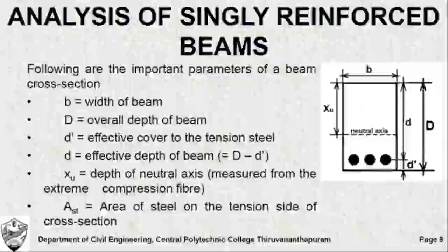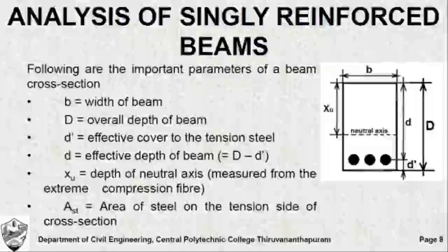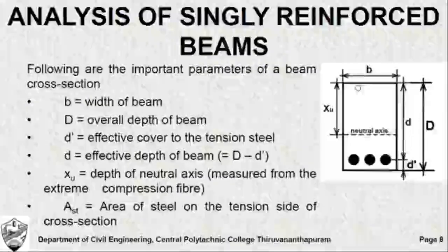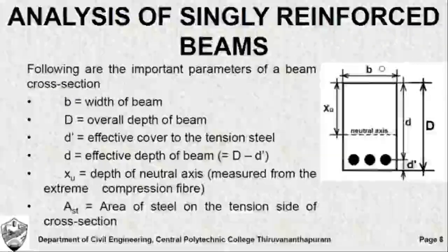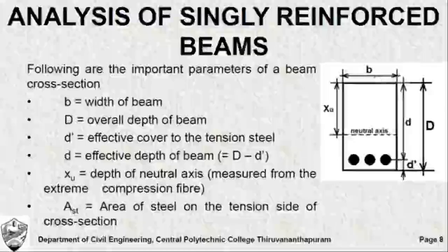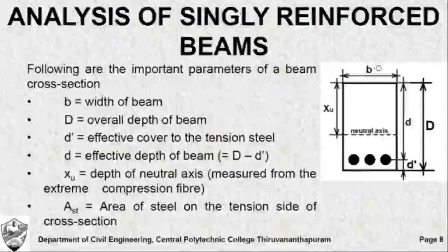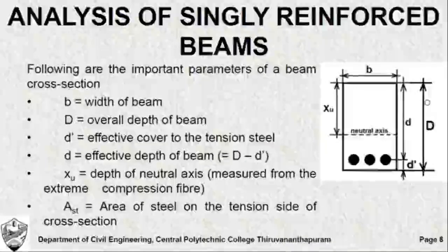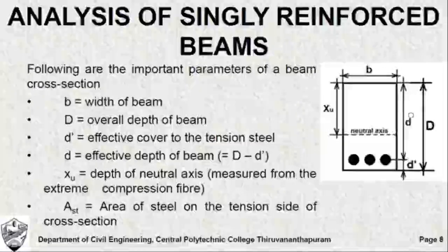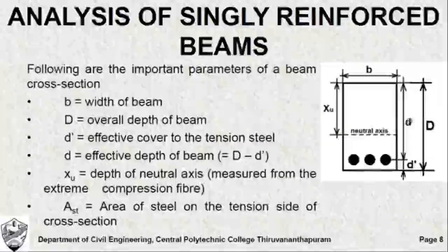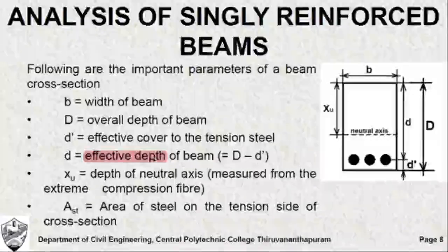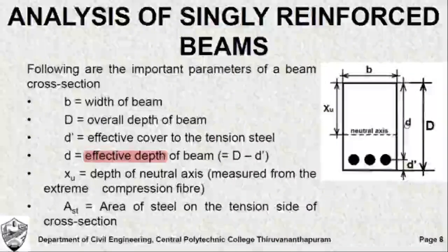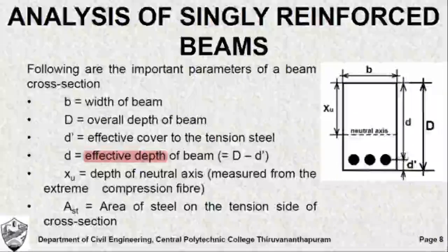Here we are going to define the cross-sectional parameters of a beam. A beam cross-section is shown here, and let us understand what are the important beam dimensions. The width of the beam is an important parameter represented as b. The overall depth of the beam is represented by the letter capital D, and we have small d which represents the effective depth. Effective depth is the distance measured from the extreme compression fiber to the center of the reinforcement layer.